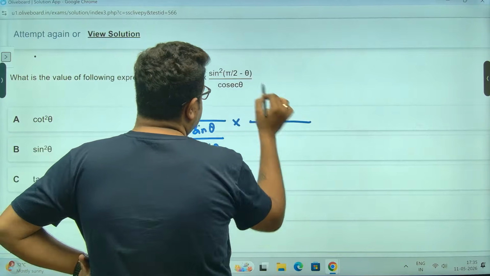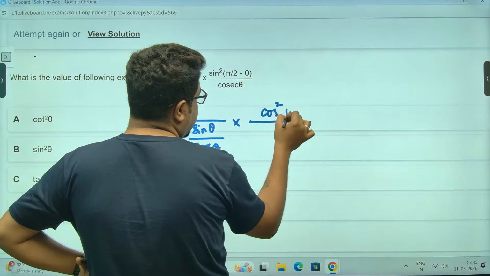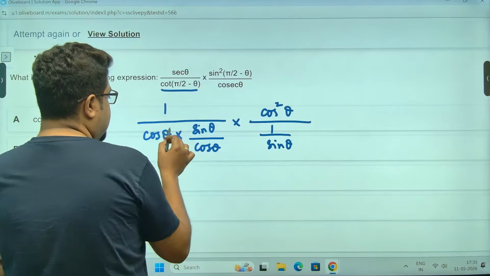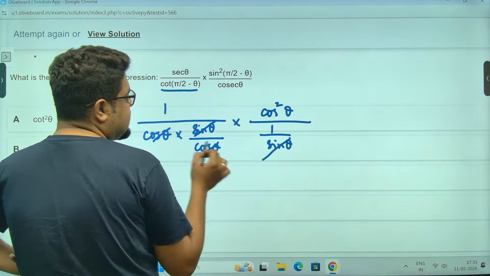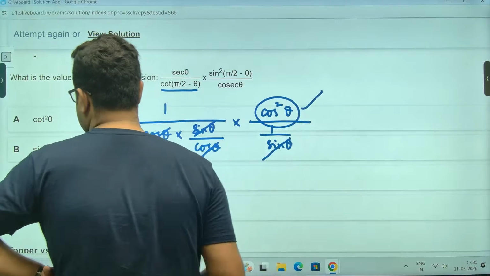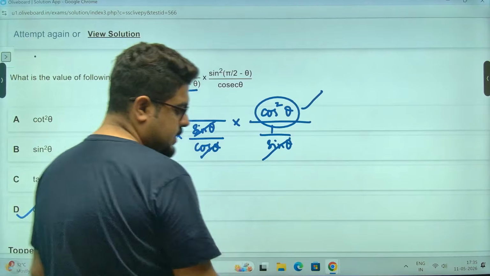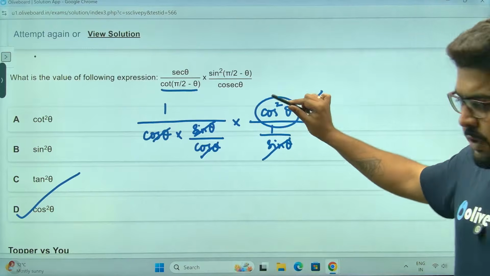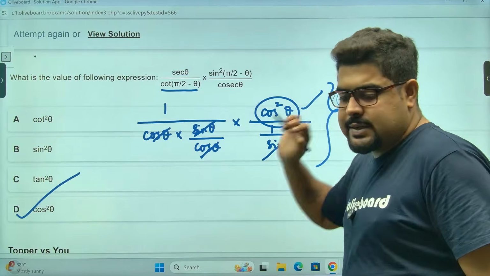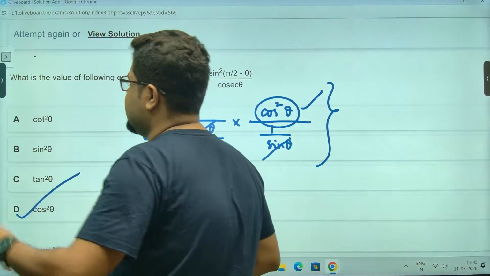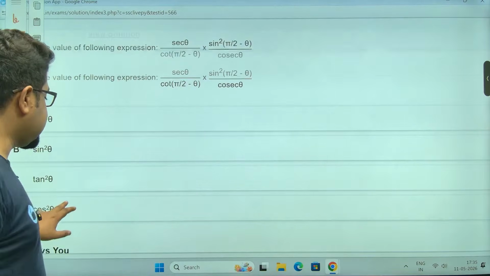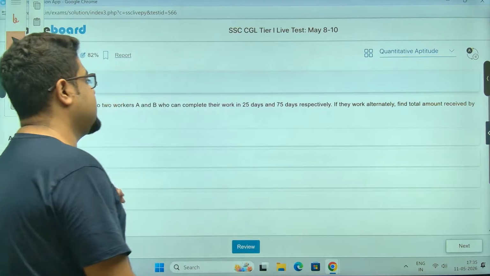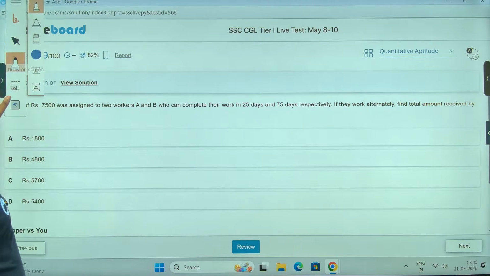Into sine square this meaning sir cos square theta. This is this, right? Cos cancels, sine 1 by sine cancels, so my answer will be cos square theta. Sir, option number D. Option number D itself. You see, again you need to anticipate. You need to anticipate. Again, more you practice, these things you develop. Clear everyone? Next one please.